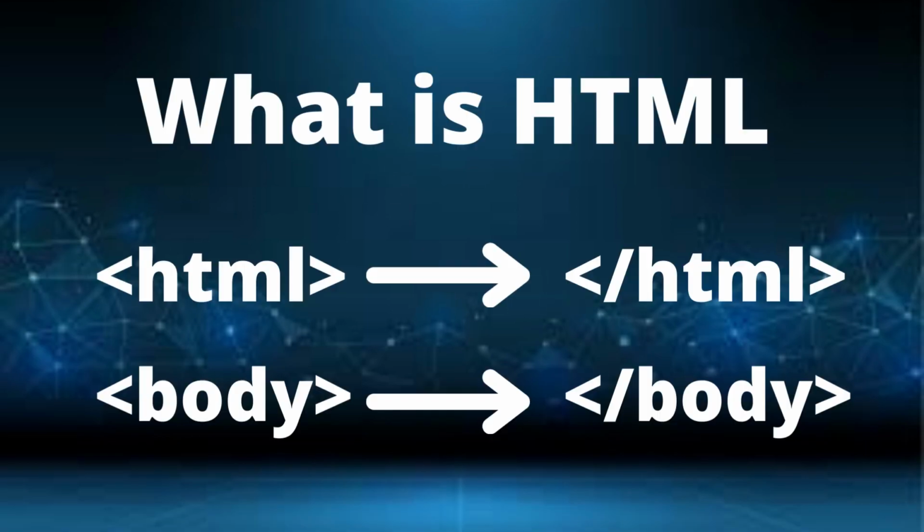So, what is HTML? Since HTML is a markup language, it makes use of various tags to format the content. These tags are enclosed within angle brackets. Except a few tags, most of the tags have their corresponding closing tags. For example, HTML has its closing tag /html and the body tag has its closing tag /body.